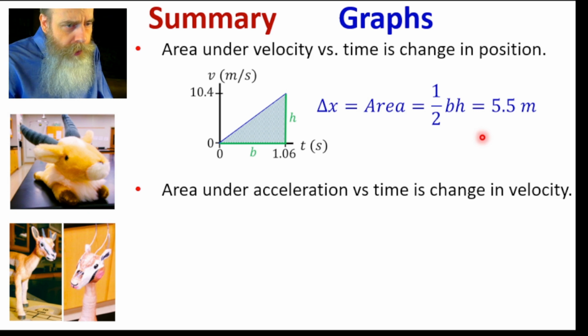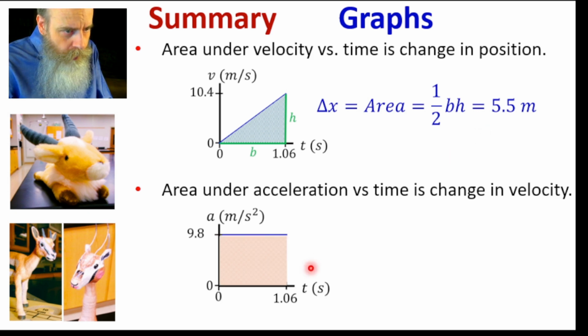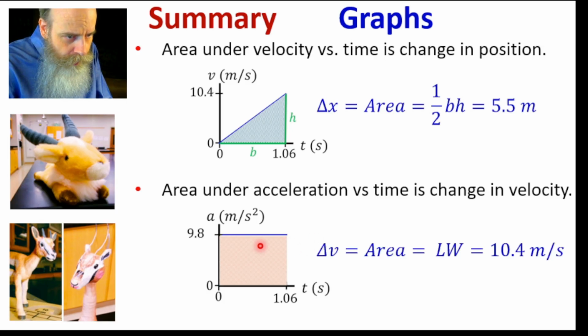The area under acceleration versus time is change in velocity. So here's the graph of acceleration versus time. The area is just the length, 1.06, times the width, 9.8, and we got 10.4 meters per second. That's the change in her velocity. So she started at velocity equals 0, and she ended at velocity equals 10.4 meters per second.